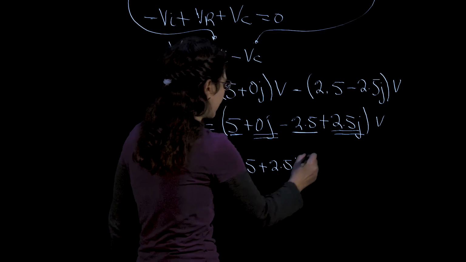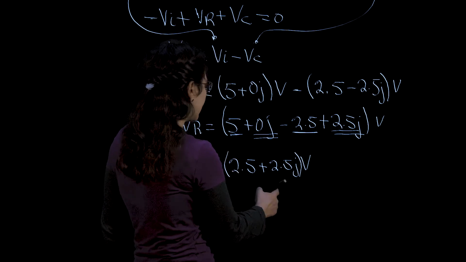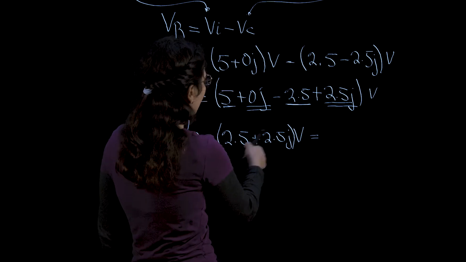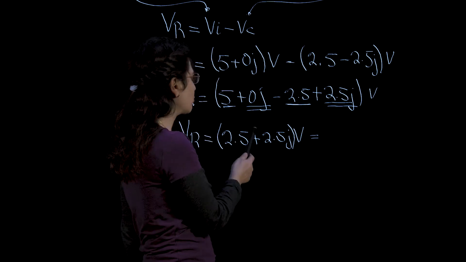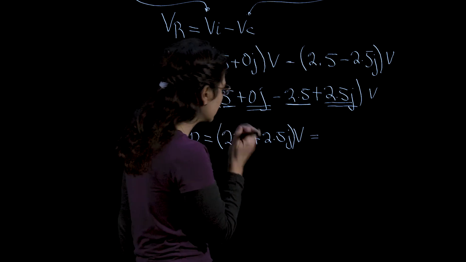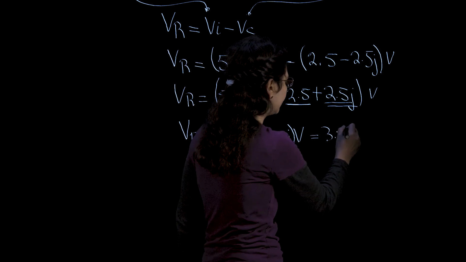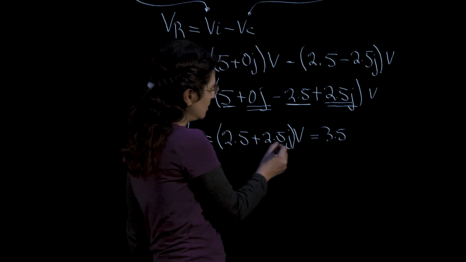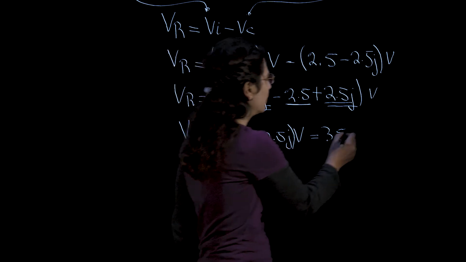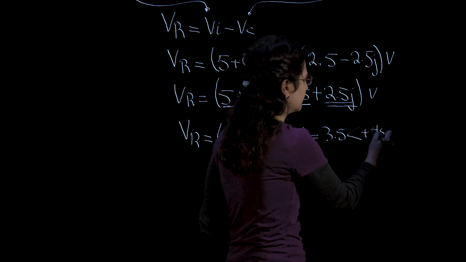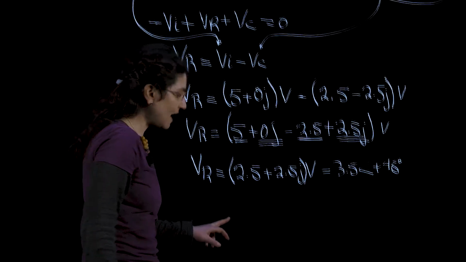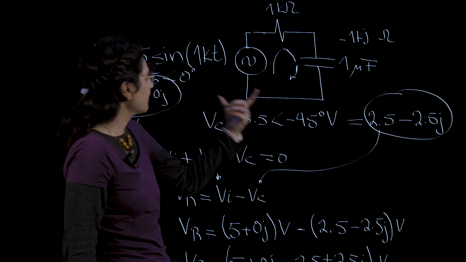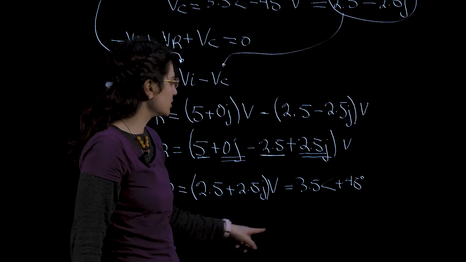Volts. And again, this in phasor representation would be the magnitude: 2.5 squared plus 2.5 squared, and the square root of that gives me 3.5. And the angle here would be the inverse tangent of 2.5 over 2.5, which gives plus 45 degrees. So now we have all the voltages in our circuit: the voltage in the source, the voltage in the capacitor, and the voltage in the resistor.